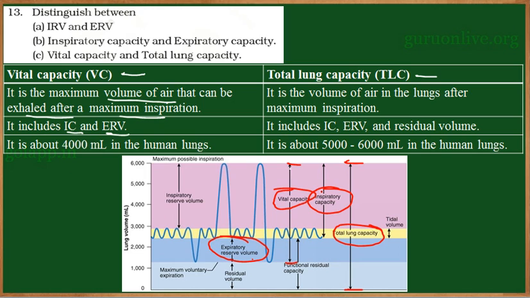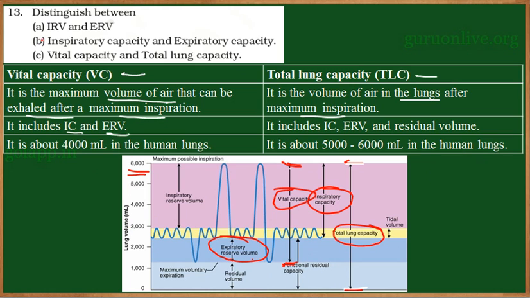This amount, from here to here, will be around 4000 ml. The total lung capacity, so this is everything, it includes everything. It is the volume of air in the lungs after maximum inspiration. So that becomes the total lung capacity. This includes IC, that is inspiratory capacity, ERV, expiratory reserve volume, and the residual volume. So this is around 5000 to 6000 ml in the lungs. So around 6000 ml is there.